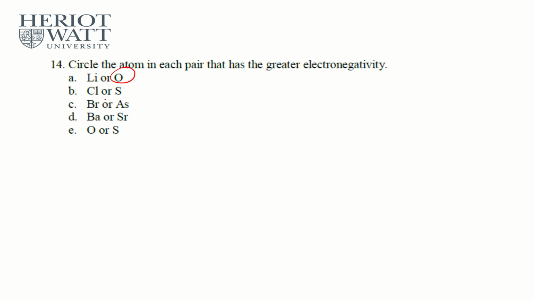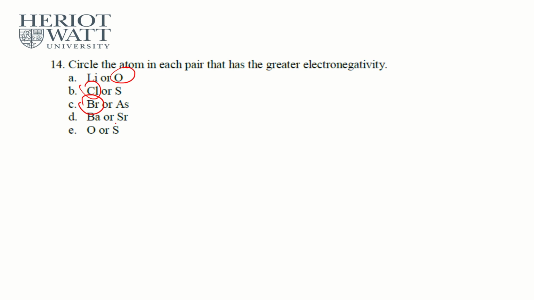Chlorine and sulfur are across a period. Chlorine is at the far right, so chlorine should have higher electronegativity. Bromine and arsenic are within the same period as well. Bromine is on the right, so bromine, because of higher core charge while the shielding effect stays the same.